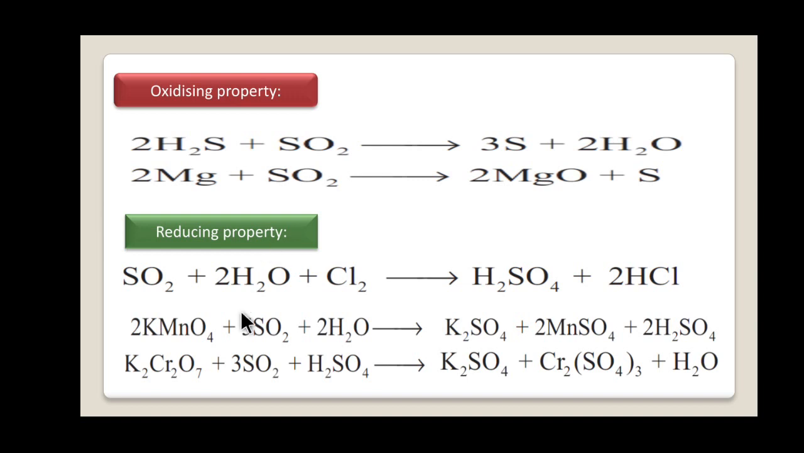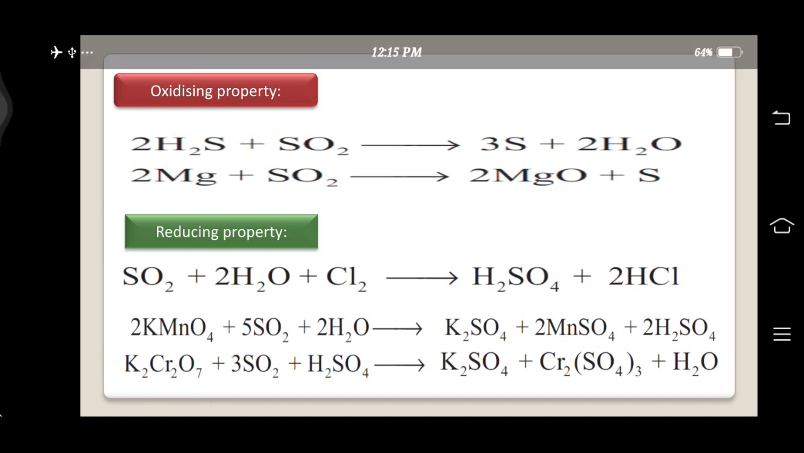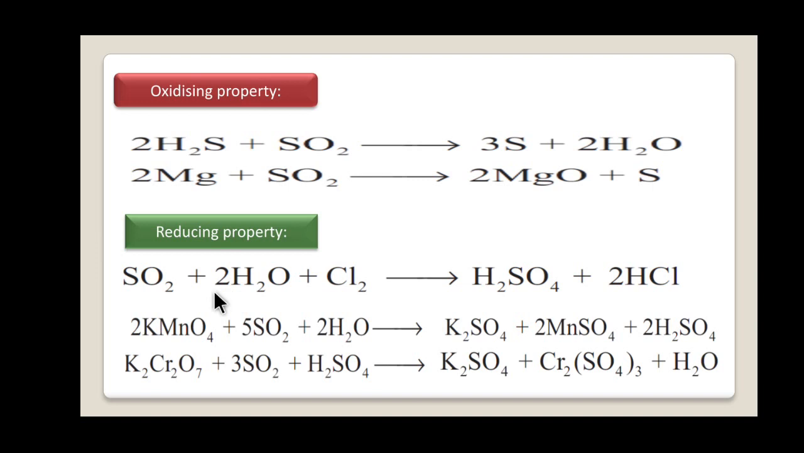And the reducing property: when sulfur dioxide reacts with water and Cl2, it gives H2SO4 and HCl. Is it clear? Here Cl2 is reduced to HCl. And it reacts with potassium permanganate. Is it clear? It also reduces potassium permanganate and potassium dichromate to Mn2+ and Cr3+ respectively.